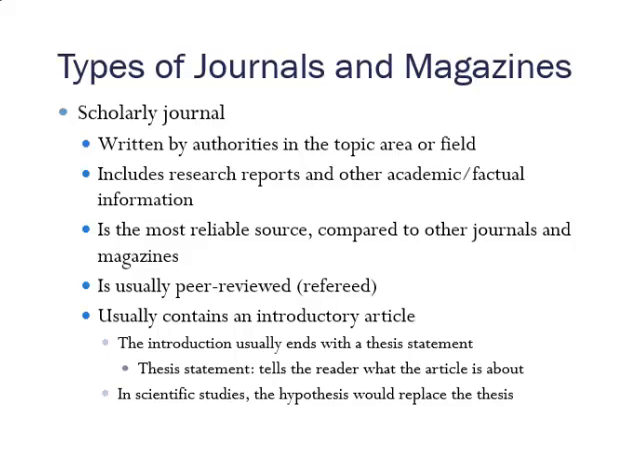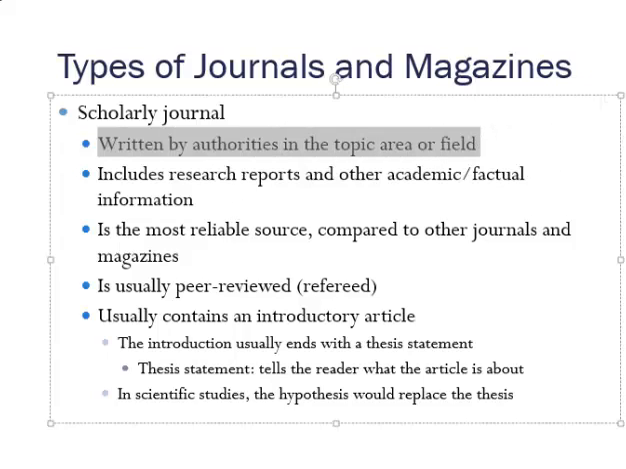Now, we're going to discuss various sources that are relevant here, and probably the most reliable source you can get, especially in an academic context, is a scholarly journal. A scholarly journal is something that is published by experts in the field or by schools in the field, and it's designed to have specific academic information. It's written by authorities in the topic area or field.